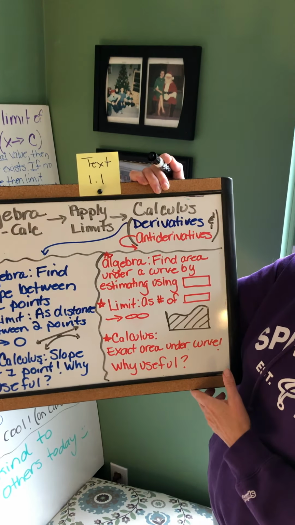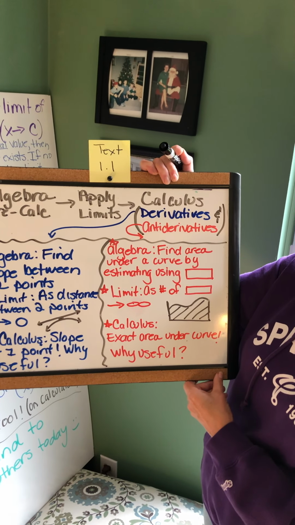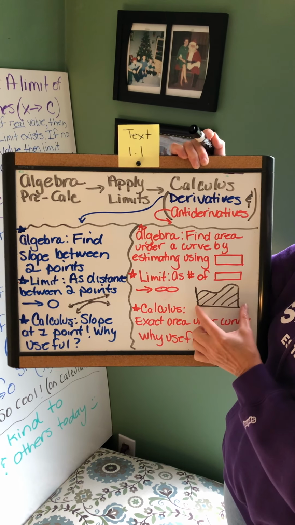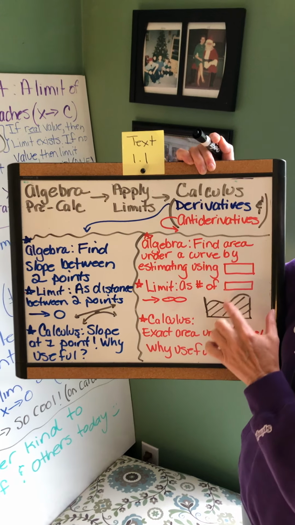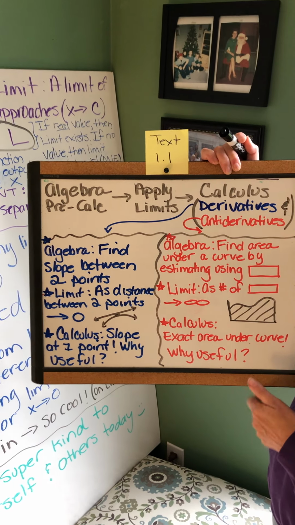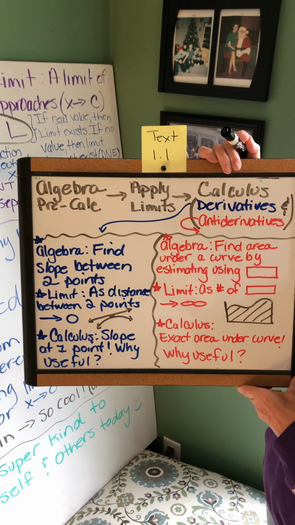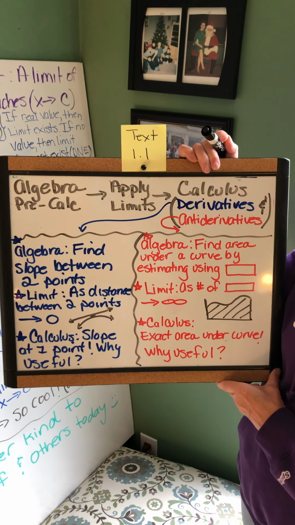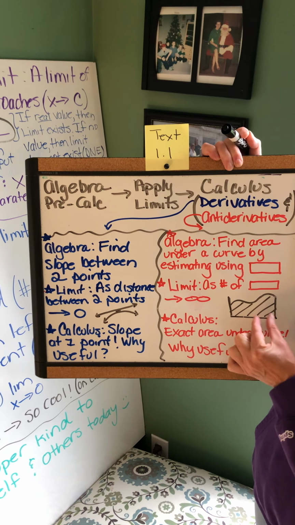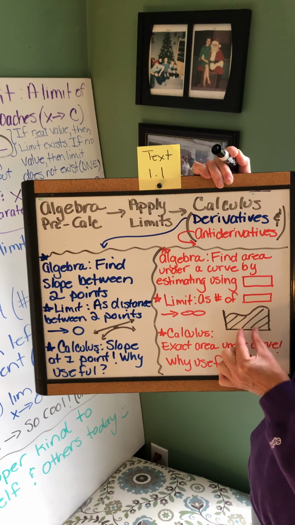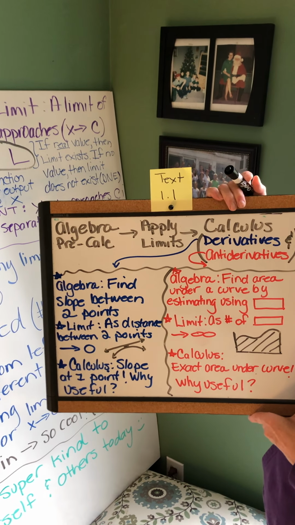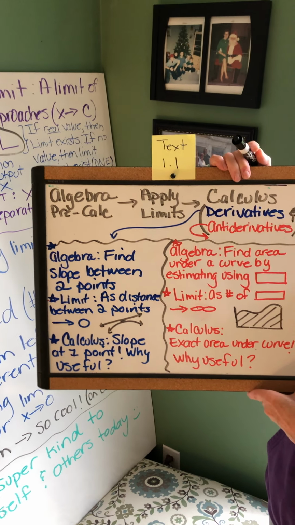Here's another thing. Algebra: find the area under a curve by estimating using rectangles. Suppose you have this picture here. Here's a nice curve, and I put the black hash marks, and I want to know, hey, what's the area under that curve? Well, I don't actually have a geometric formula for that. So let me draw some rectangles. Maybe I'll draw 3 rectangles that kind of match the curve, and because I know how to find the area of rectangles, let me estimate that area. That's how you could use algebra to do that.